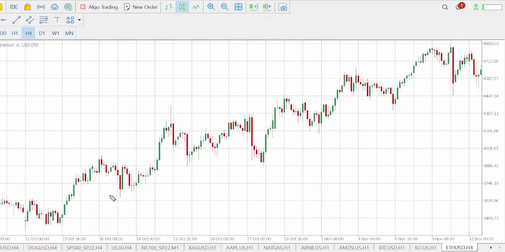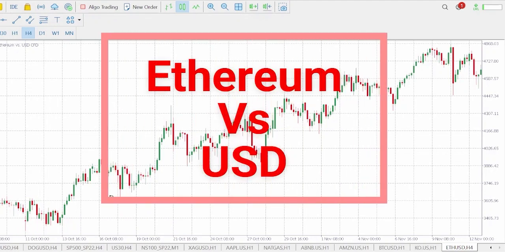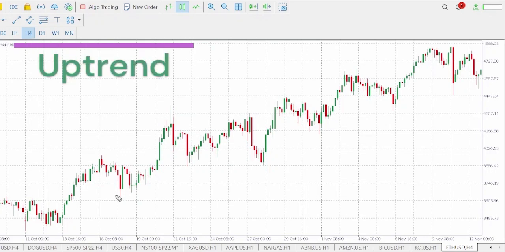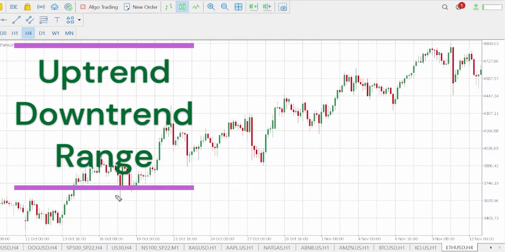SuperForex technical analyst. Today we shall be looking at Ethereum versus US dollar on the 4 hours time frame, and we shall be talking about where exactly to buy or sell on this chart. Now, the first formula for this strategy is the market structure. The market can only be in these three market structures: the uptrend, the downtrend, or in range.